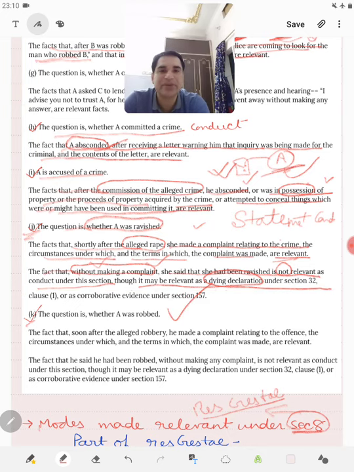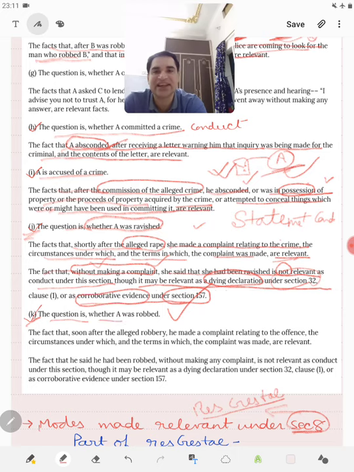But if she has not made a complaint, rather she has just made a statement, then that will not be relevant under section 8. Though that may be relevant under section 32, that may be corroborative evidence under section 157. Many a time this question has been asked as to under which section this fact will be relevant. Then on a similar line it is illustration K.